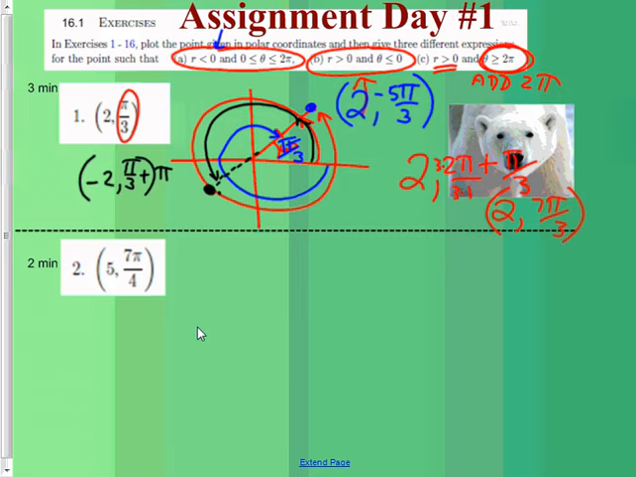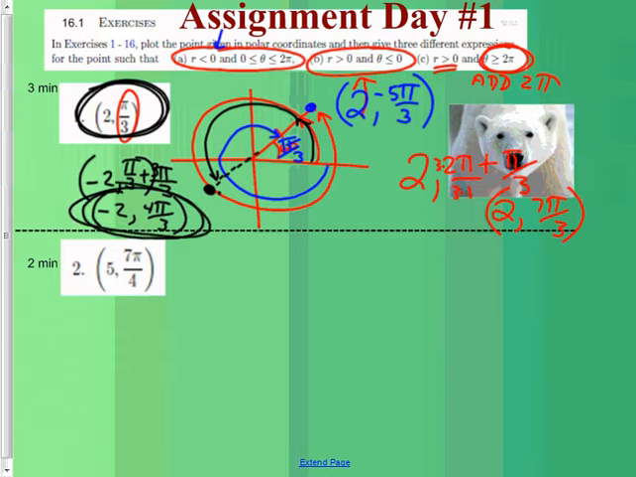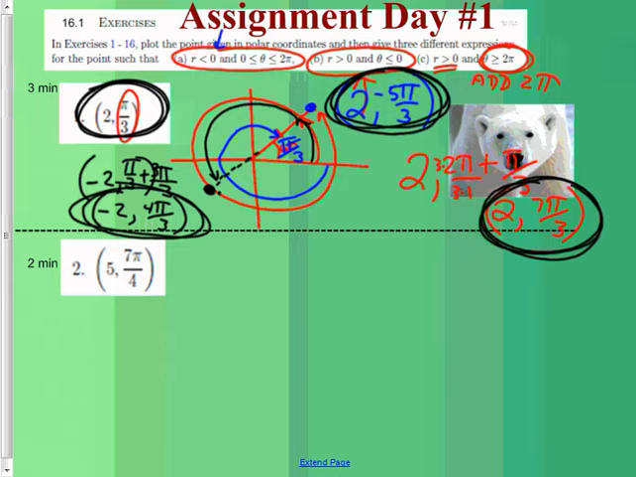Would you agree that that's the same as 3 pi over 3? So final answer on this one would be negative 2 comma 4 pi over 3. That's this same point, except written with a negative r. This is the same point written with a negative angle. And this is the same point written with a really big angle, because they just took the angle and added 2 pi to it.